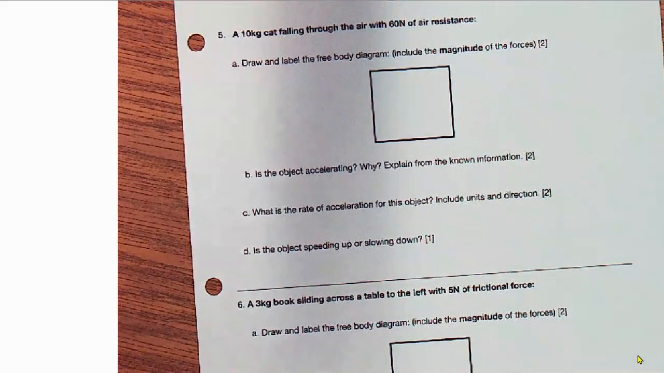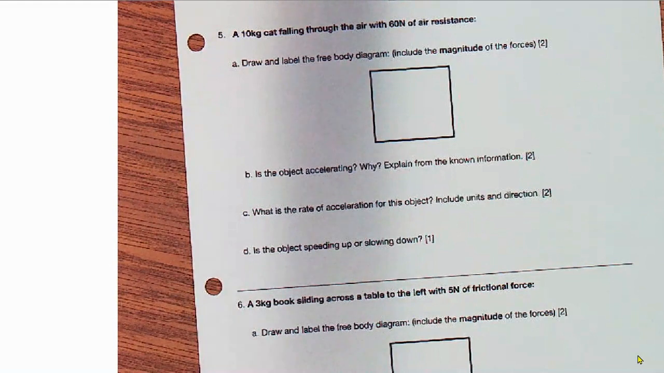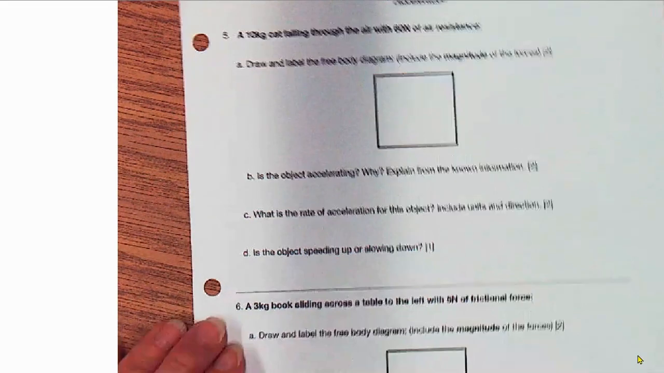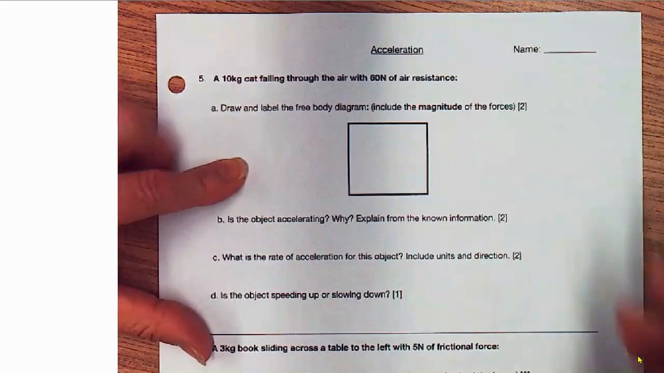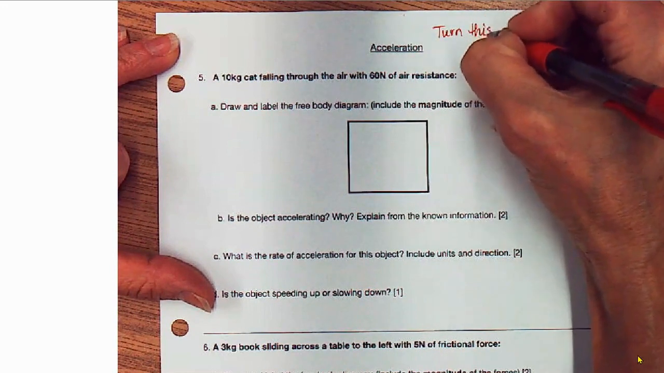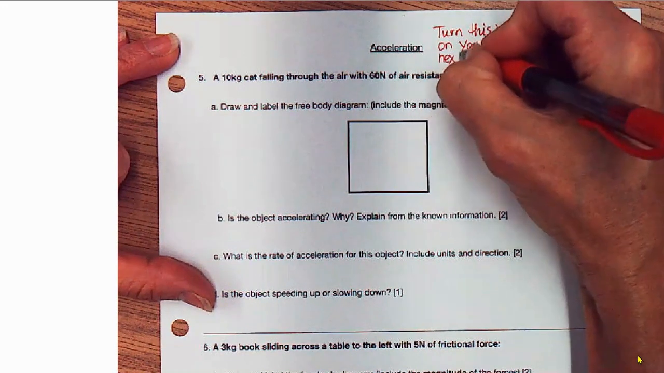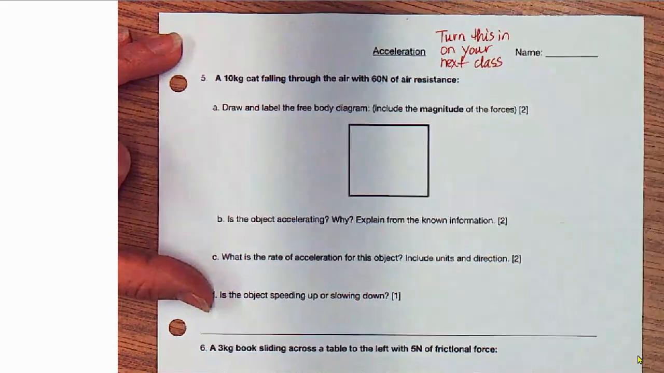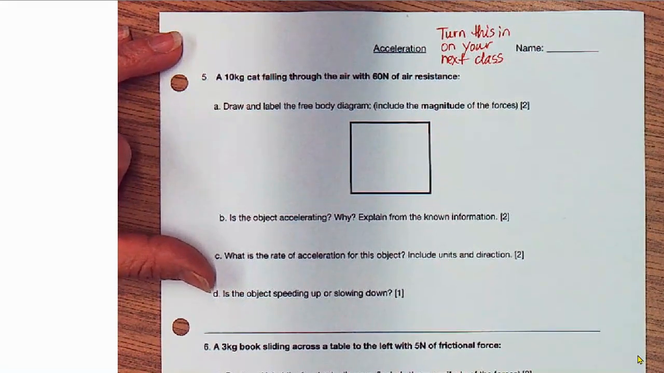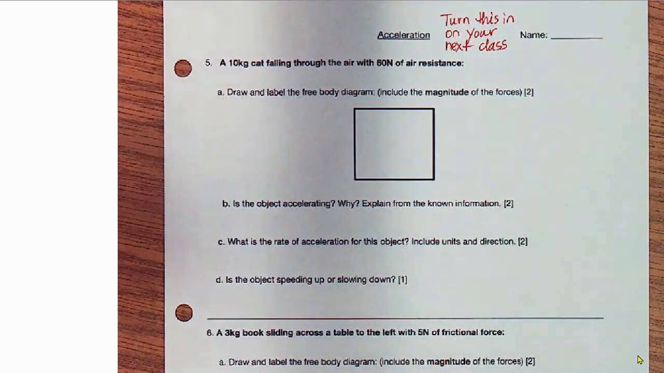Okay, let's go over your answers and check your work as we go. If you didn't get it, please use a different colored pen or pencil to write in the answers. I will be collecting this, and you're going to turn this in on your next class. So if you didn't complete it entirely, please use a different pen or pencil so that I can glance at that and see what you were having trouble with.